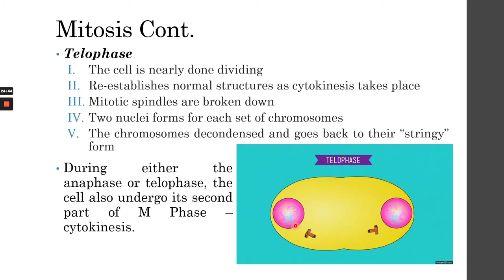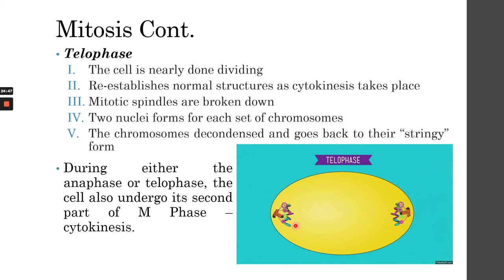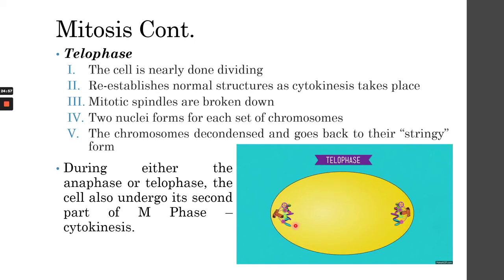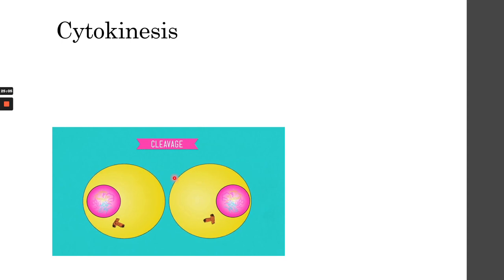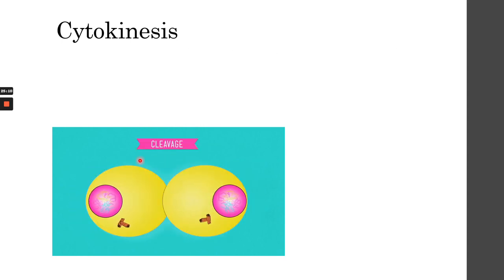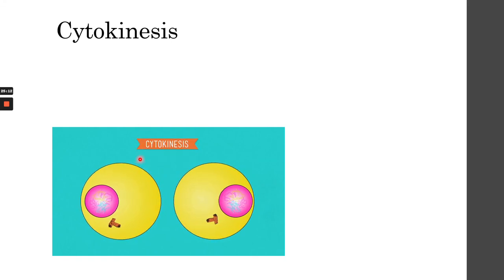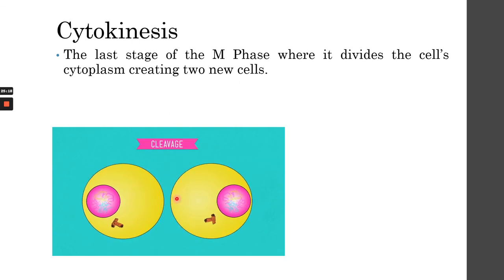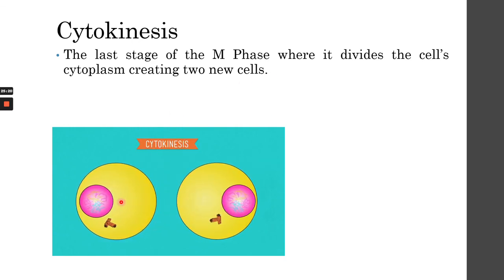During either the anaphase or telophase, the cell also undergoes the second part of M phase, the cytokinesis. So remember, this is the mitosis, tama? There's another part ng M phase which is called cytokinesis, which is the division of the cytosol. Cytokinesis happens either at the start of anaphase or telophase.